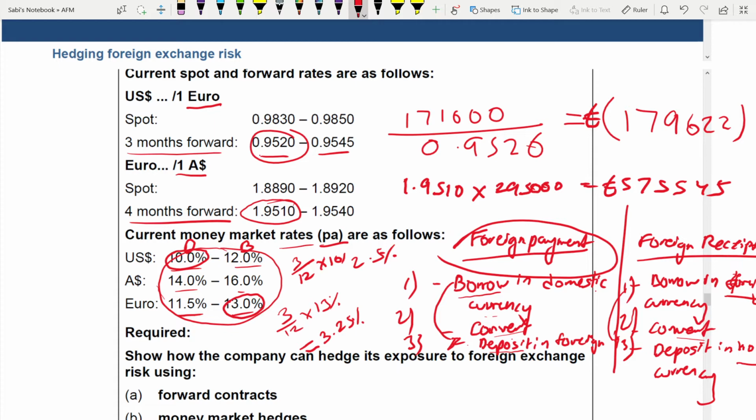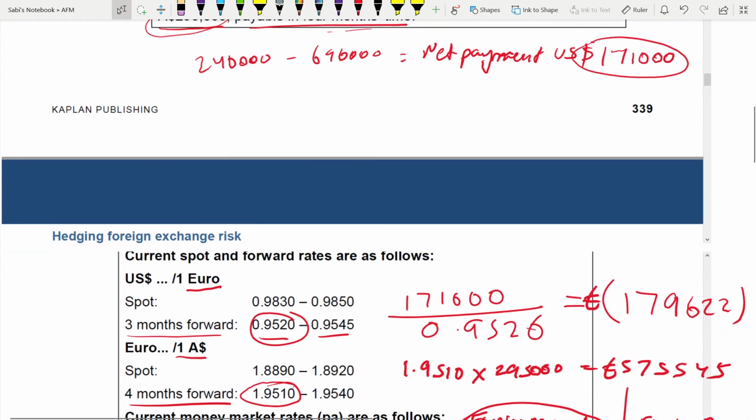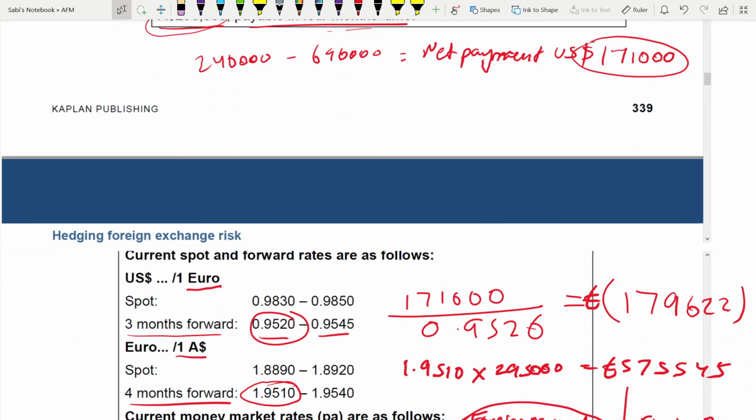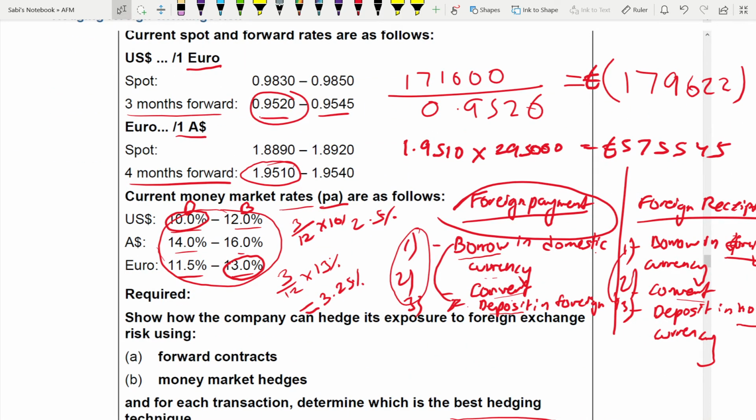Even though this is the order I told you, borrow in domestic and this one all, you cannot exactly follow this order in the calculation. How can you borrow in domestic currency? You don't know how much the domestic currency is. No, you have already been given this net payment as 171,000, which is in US dollar. So your starting point is the foreign currency. That means you start by depositing first. You deposit in the foreign currency.